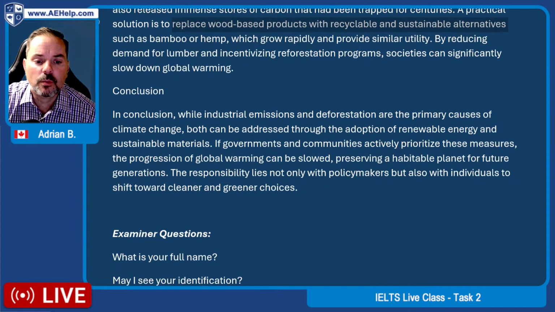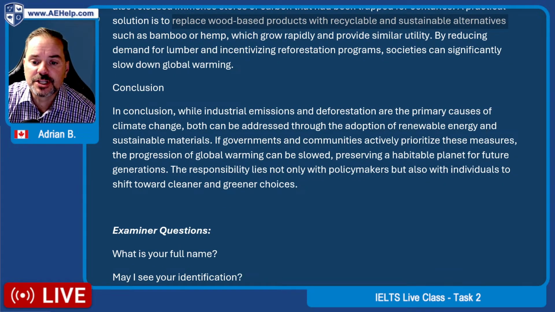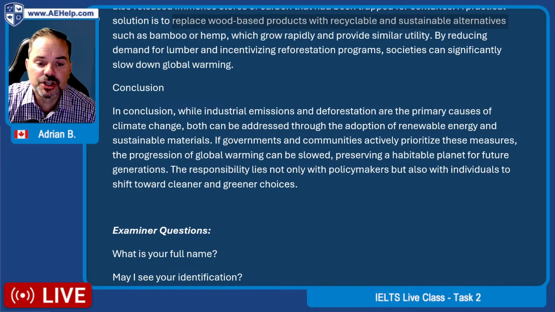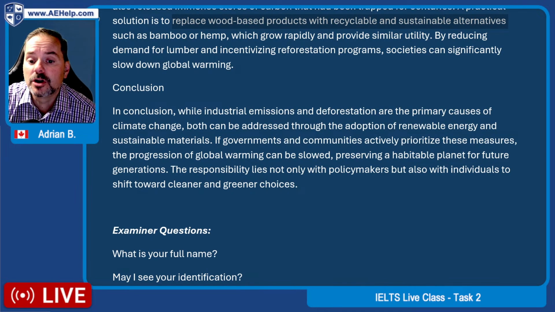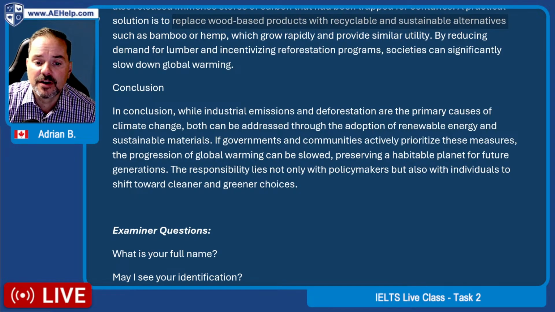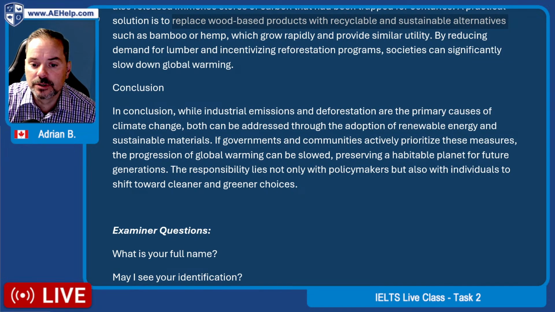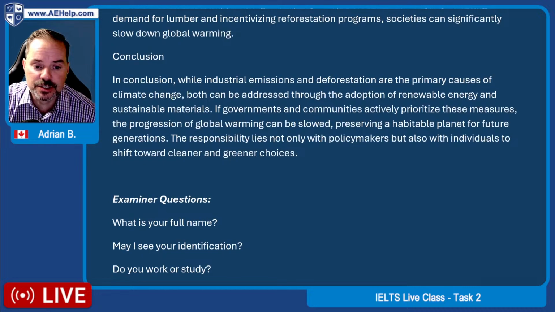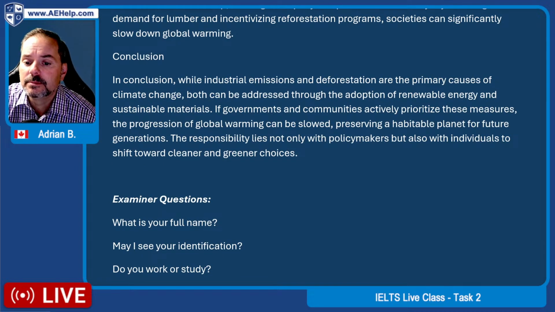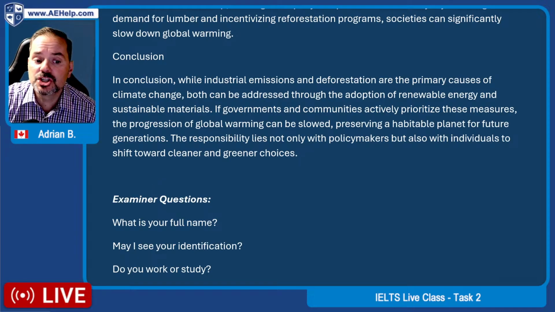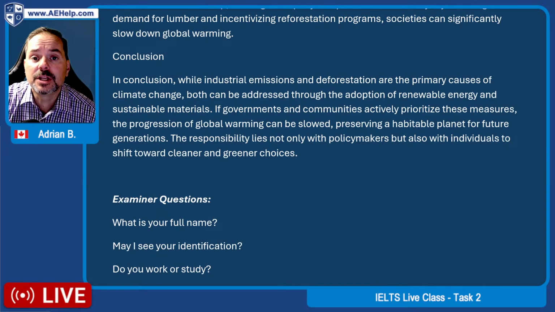In conclusion, while industrial emissions and deforestation are the primary causes of climate change, both can be addressed through the adoption of renewable energy and sustainable materials. If governments and communities actively prioritize these measures, the progression of global warming can be slowed, preserving a habitable planet for future generations. The responsibility lies not only with policymakers, but also with individuals to shift towards cleaner and greener choices.